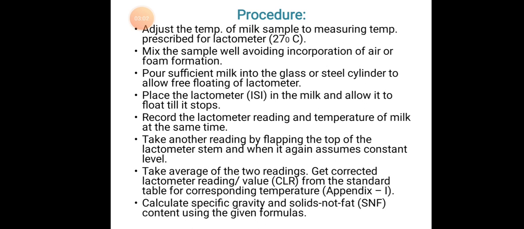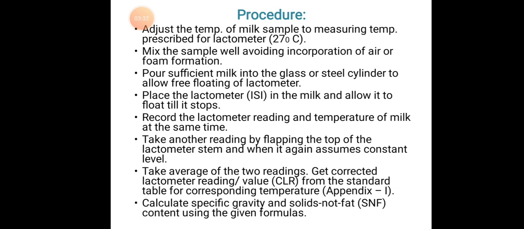Procedure: adjust the temperature of the milk sample to the measuring temperature prescribed for the lactometer, at 27 degrees Celsius. Mix the sample well, avoiding incorporation of air or foam formation. Pour sufficient milk into the glass or steel cylinder to allow free floating of the lactometer. Place the ISI lactometer in the milk and allow it to float till it stops. Record the lactometer reading and the temperature of the milk at the same time.